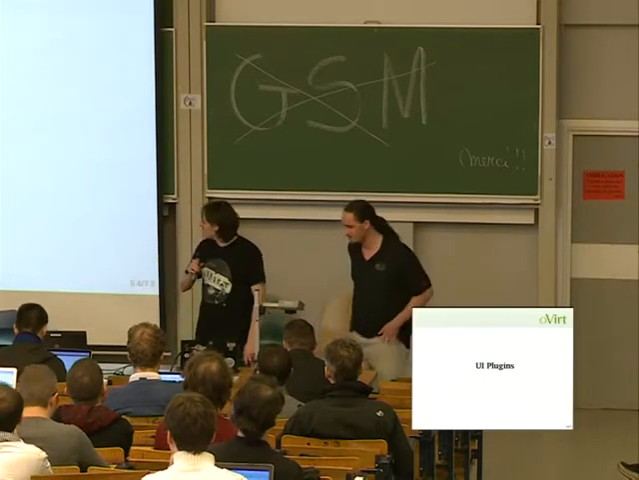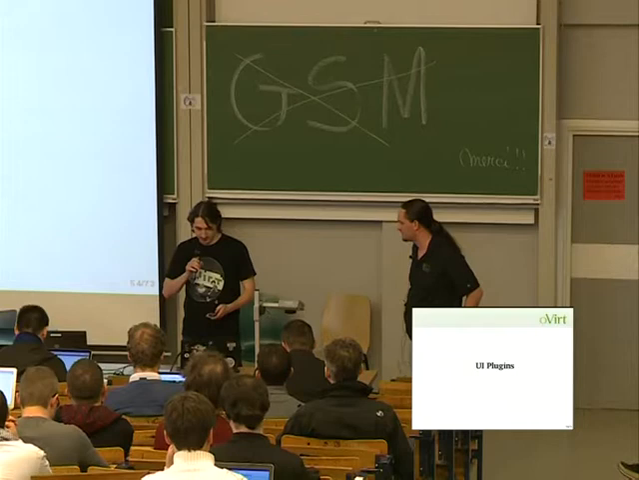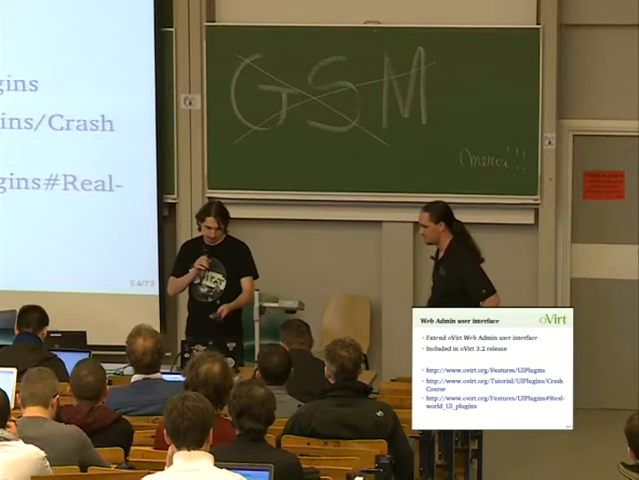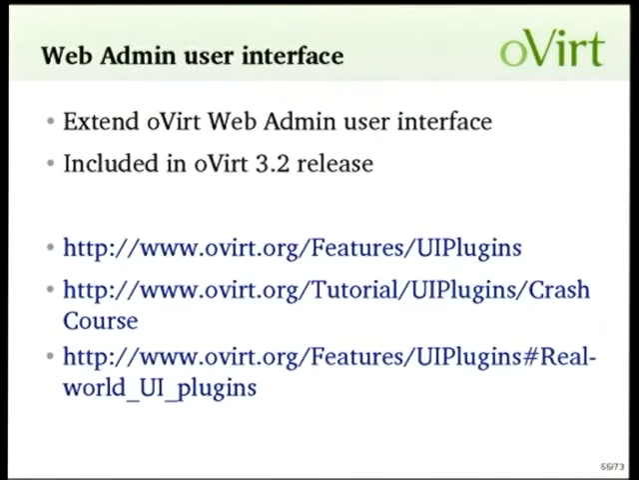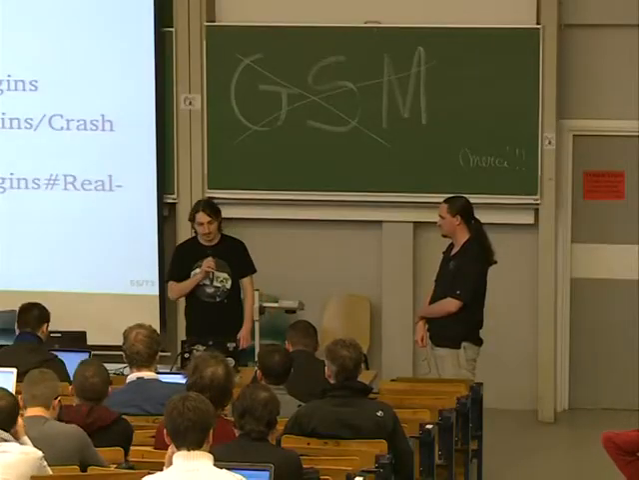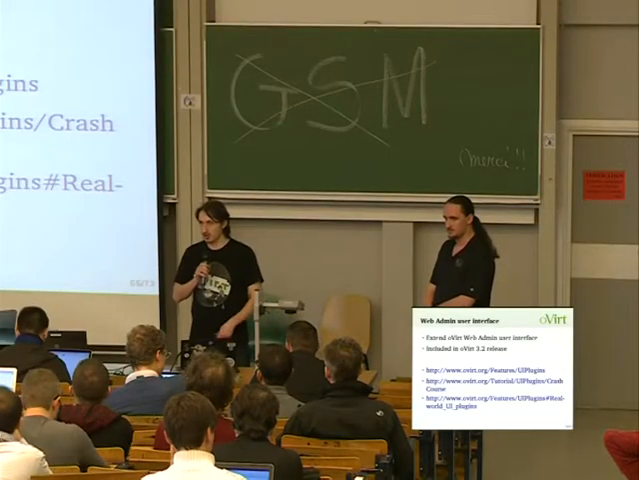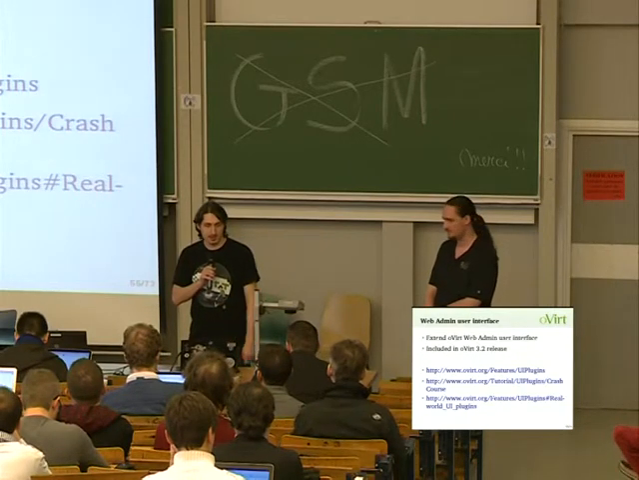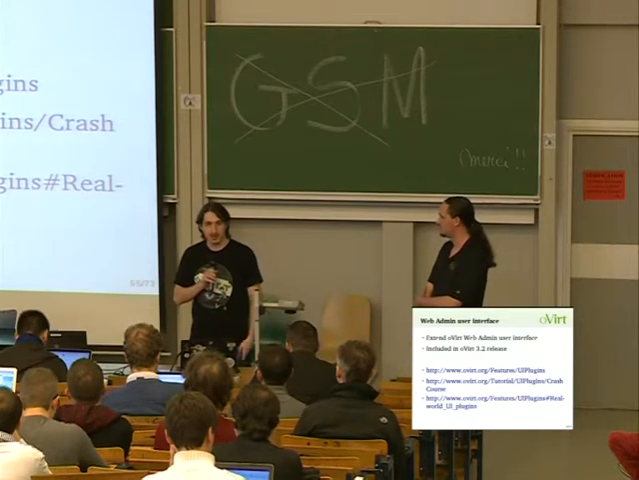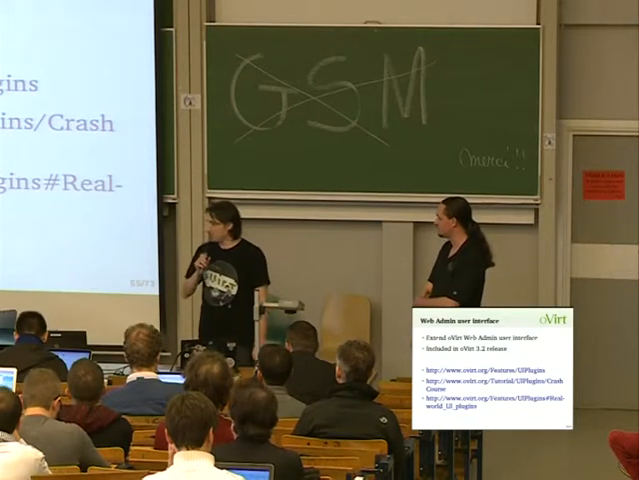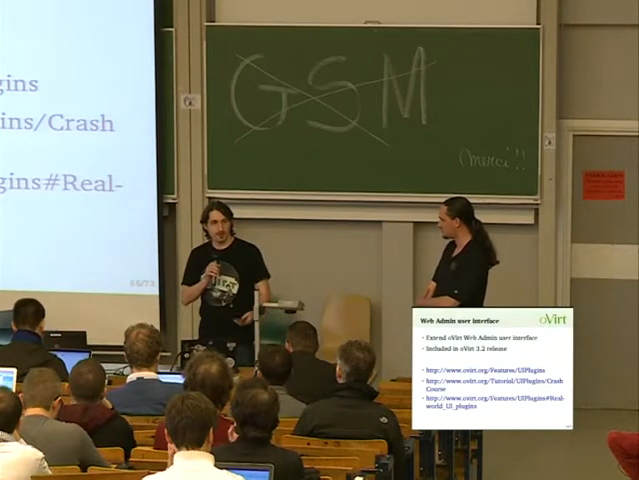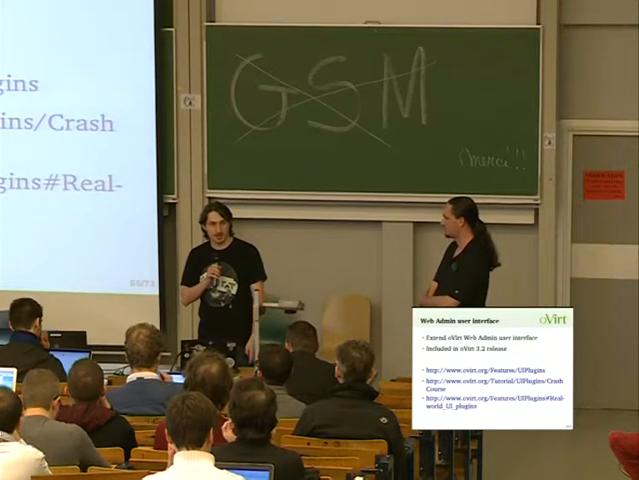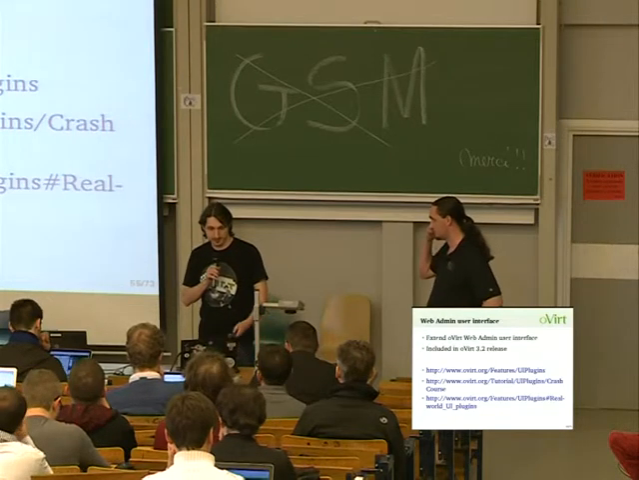Thanks a lot, Mike. I will now talk about UI plugins. UI plugins is an infrastructure to extend the oVirt web admin interface. It was introduced in oVirt release 3.2. I will give you a short overview of the UI plugins. If you need further or more detailed information, please check out the oVirt wiki and also have a look at the real-world examples, so that you get a feeling for what you can do with UI plugins or which UI plugins already exist.